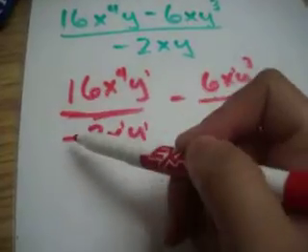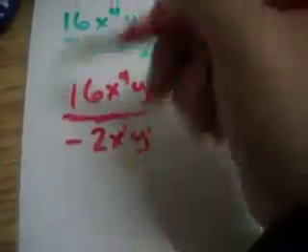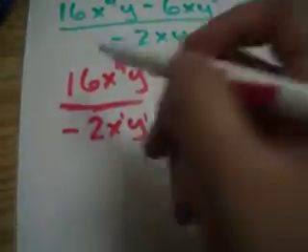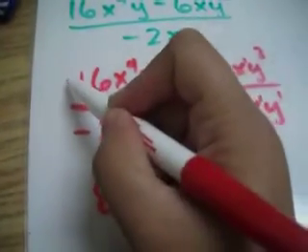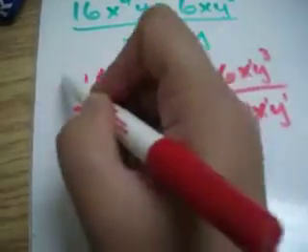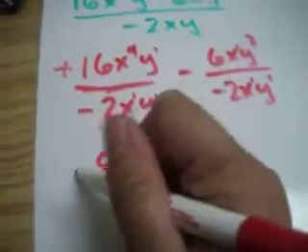So I have 16 divided by negative 2. I'm working with my numerical coefficients first. 16 divided by 2 is 8. A positive divided by a negative is a negative.